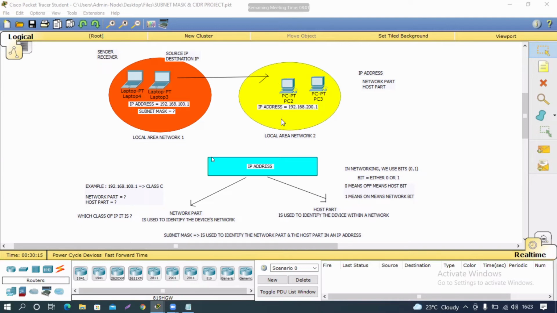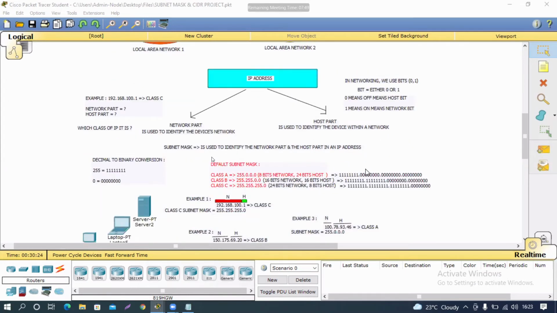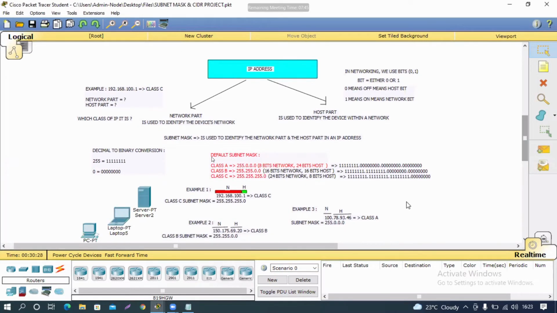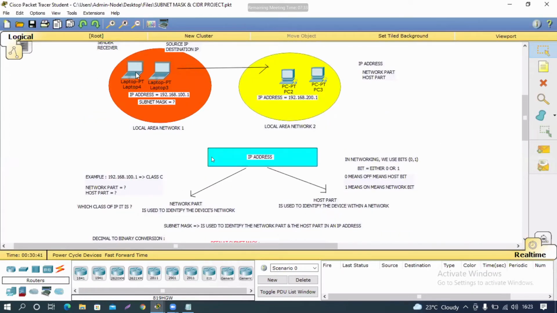Understood, Alok? Yes, sir. In the subnet mask we find the network part and the host part. Basically, we do subnet masking only for identifying the host part and the network part. That is correct, because your machine depends on these two things when we give an IP address to a machine.